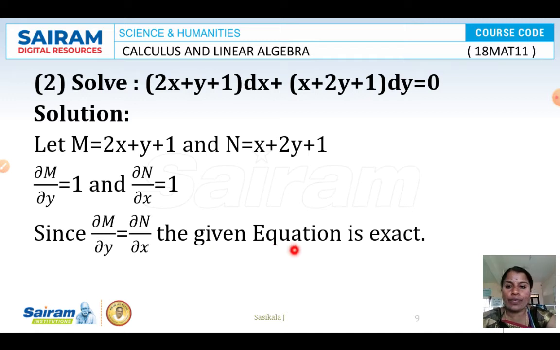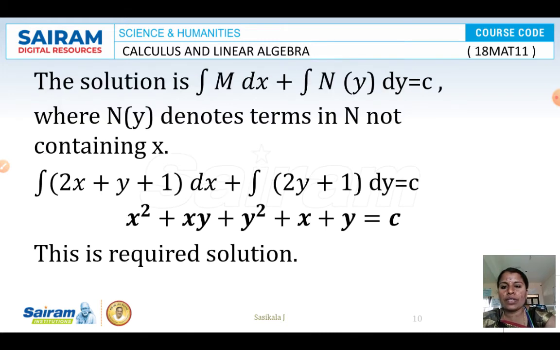If it is exact, what do we have to do? We need to integrate the given function, treating y as a constant for the M function, and taking the terms that do not contain x in the N function. When you integrate, 2x becomes x squared by 2, so the 2 gets cancelled and I get only x squared. Y is a constant, so the integration of y dx gives xy, plus the integration of 1 dx, which is x.